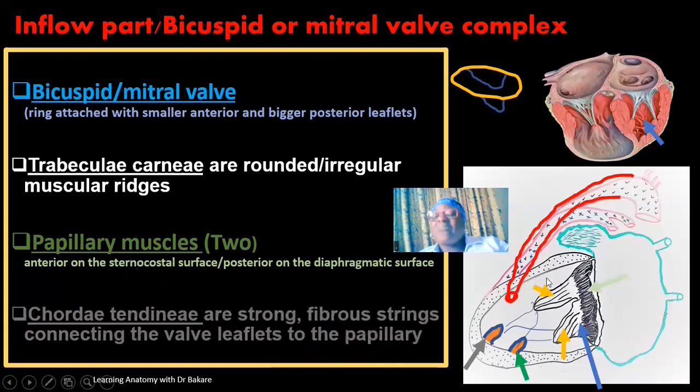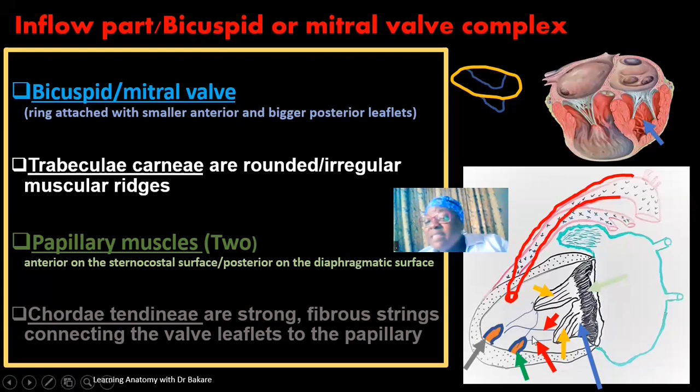Also going further, we have the chordae tendineae. The chordae tendineae are strong fibrous strings that connect the leaflets of the bicuspid valve with the papillary muscle. And this is what is seen here. You can see the string that connects the papillary muscle with the leaflets of the bicuspid valve. And this arrangement is what creates the bicuspid complex.